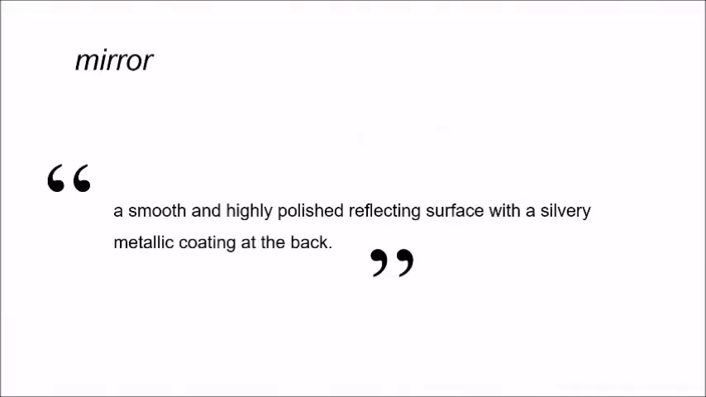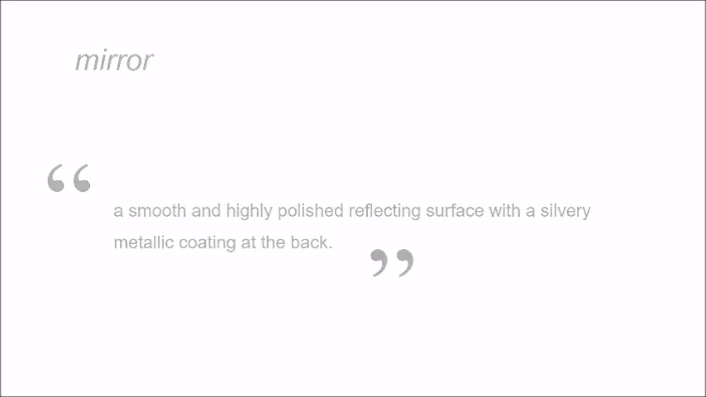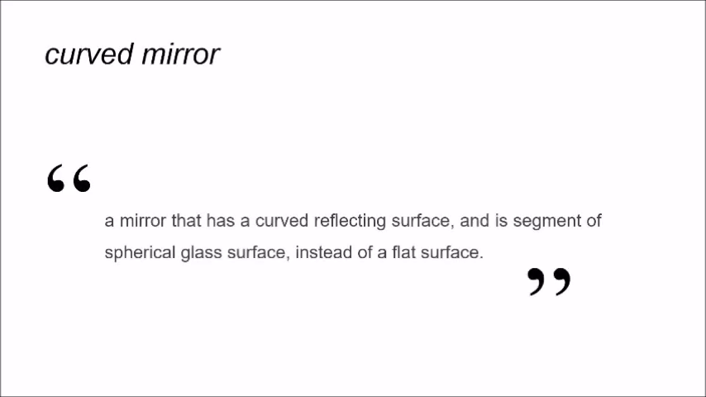Mirror is a smooth and highly polished reflecting surface with a silvery metallic coating at the back. Curved mirror is a mirror that has a curved reflecting surface and is a segment of spherical glass surface instead of a flat surface.